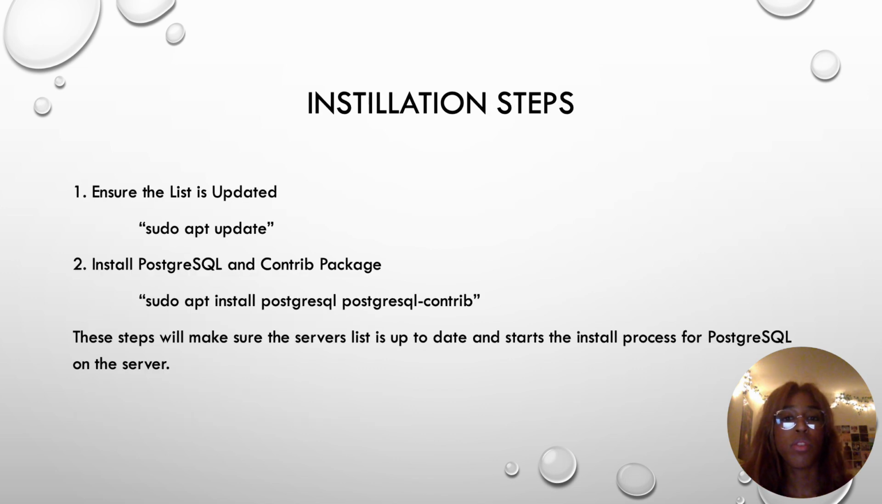Here are a few steps for installation. So first, you're going to want to ensure that everything is up to date by using sudo apt-get update, and then you're going to install PostgreSQL by using sudo apt install postgresql postgresql-contrib. These steps will make sure the server list is up to date and it starts the installation process for PostgreSQL on the server.